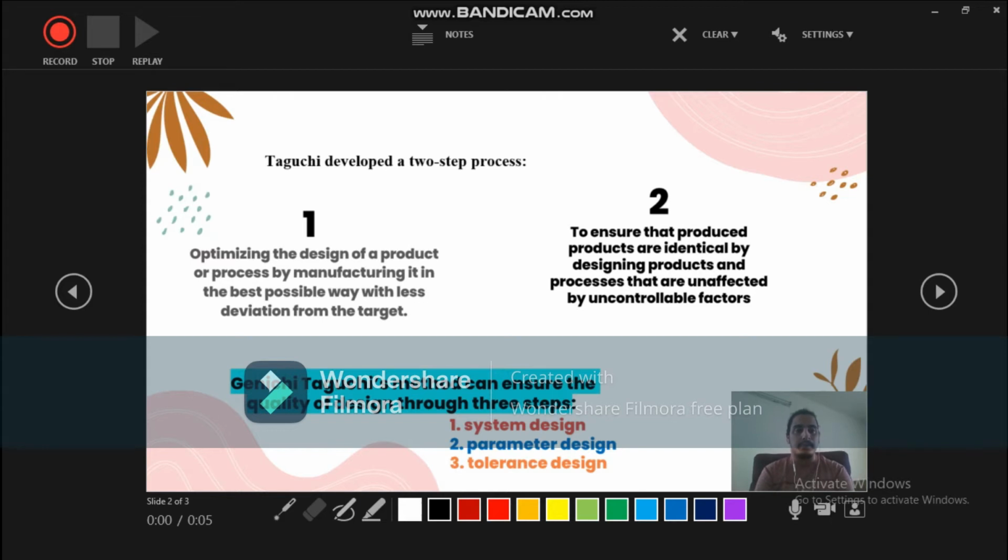The Genichi Taguchi method can ensure the quality of design through 3 steps. Step number 1, system design. Step number 2, parameter design. Step number 3, tolerance design.